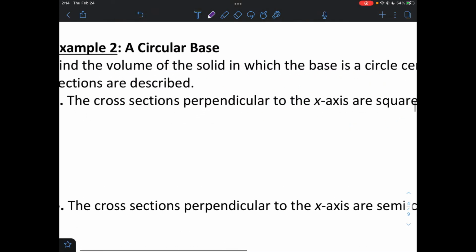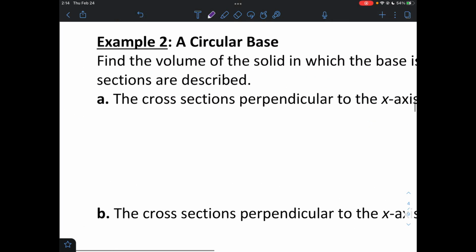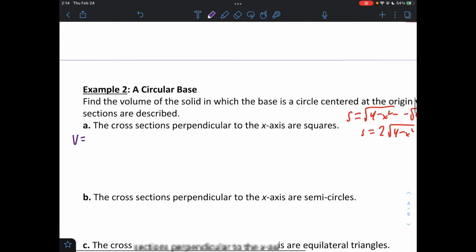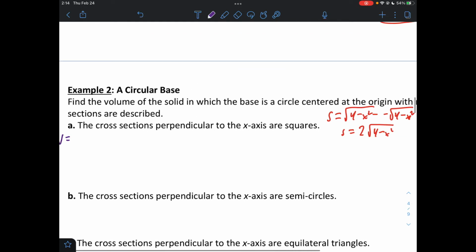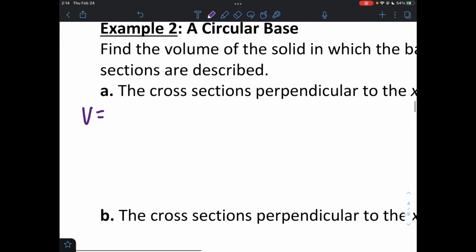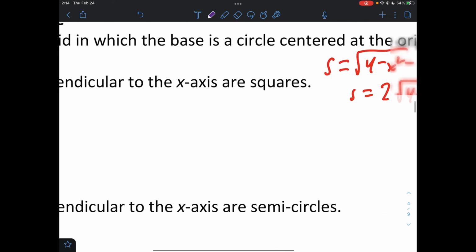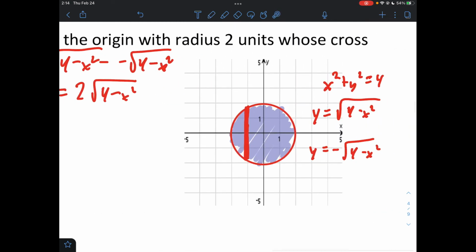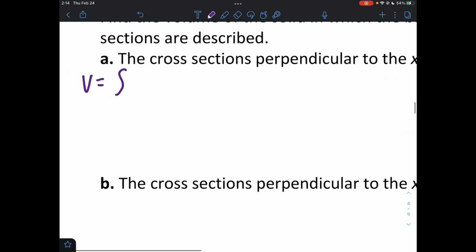All right, so our first volume here, squares, so side squared. So that side squared. So first of all, our bounds are going to run from -2 to 2. So -2 to 2 of side squared dx.